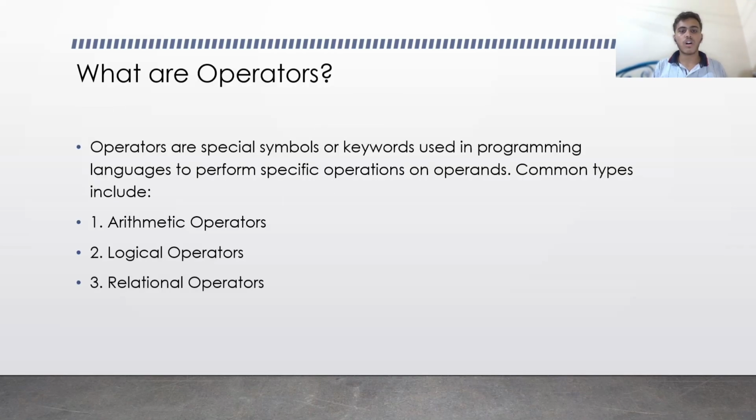What are operators? Operators are special symbols or keywords used in a programming language to perform specific operations on operands. Operators are special symbols or keywords used in programming languages to develop simple code. For example, there are three types of operators in a program: arithmetic operators, logical operators, and relational operators.